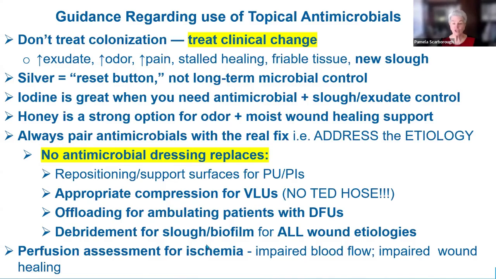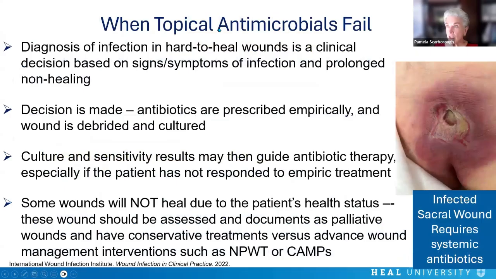Always assess for vascularity. When you have a heel pressure injury, first thing you do is get vascular studies to find out if you're going to have a problem with that wound healing and setting that person up for an amputation. So when topical antimicrobials fail, and they will fail, the diagnosis of infection in a hard to heal wound is a clinical decision based on the signs and symptoms of infection and prolonged non-healing.